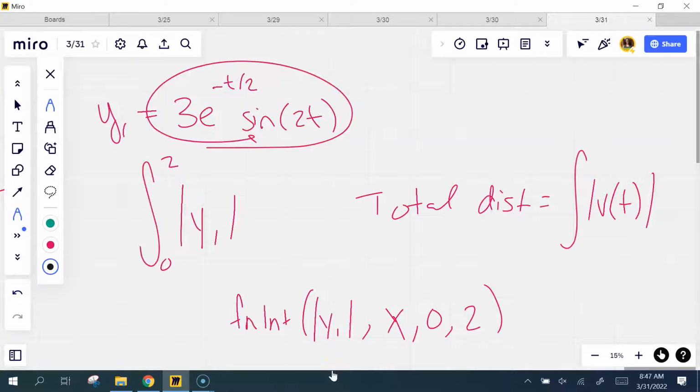The point that I'm getting at here is you can put this in absolute values on your calculator, and it spits the answer out for you. So if you've got your calculator, use it. 2.261.